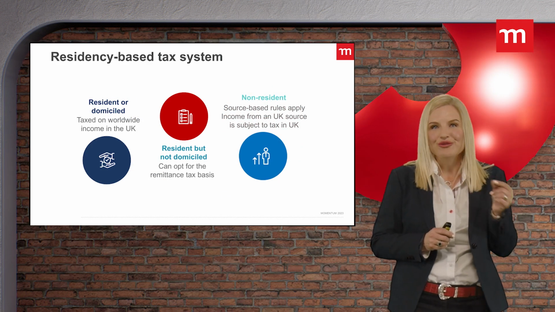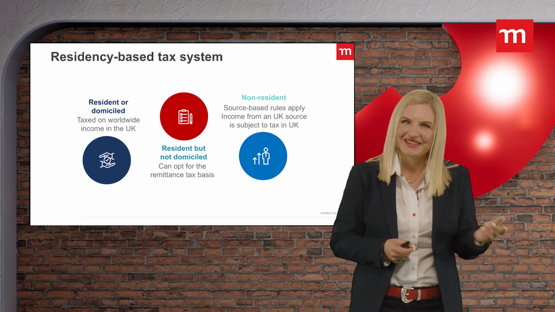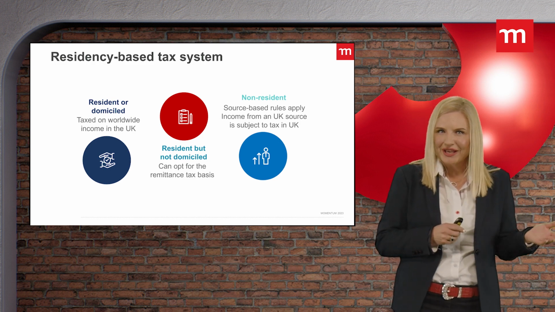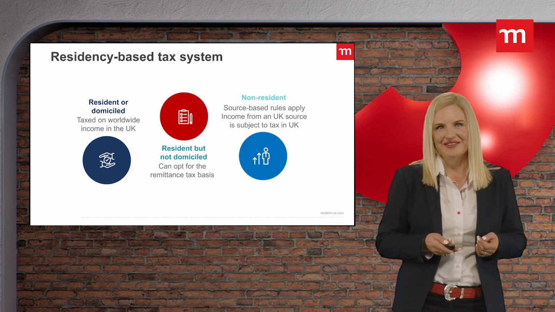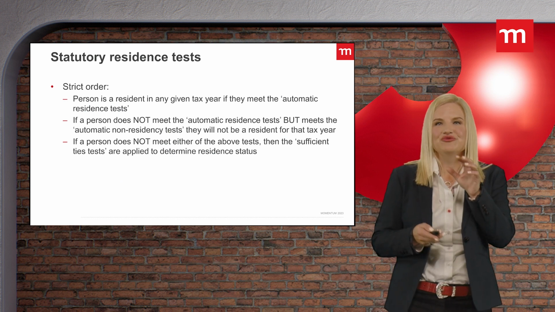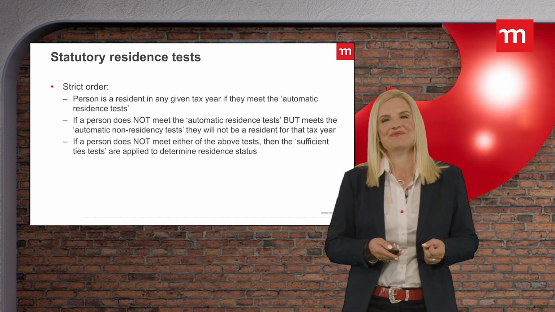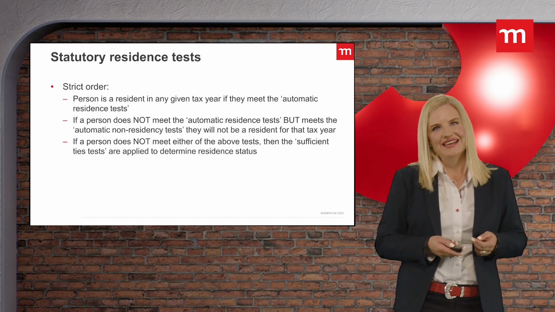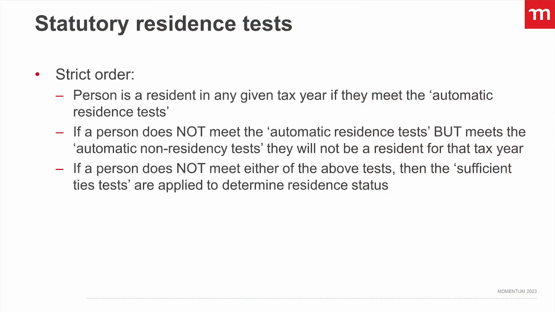Where a client is a non-resident, and often this is the case with our South Africans living in South Africa, the source-based tax rules apply. Income from UK source will be taxed in the UK. Let's first look at residency and discuss domicile a bit later. So if we look at residency, the statutory residency test, the SRT, is the test that will determine residency. A person is a resident in any given tax year if they meet the automatic residency test. If a person does not meet the automatic residency test, but meets the automatic non-residency test, they will not be a resident for that tax year.